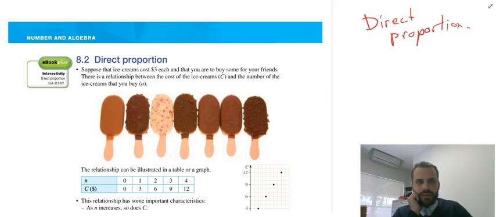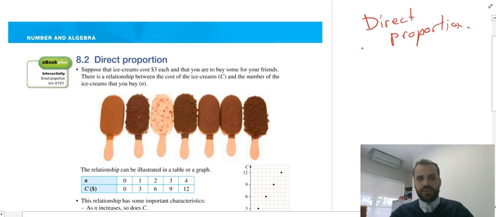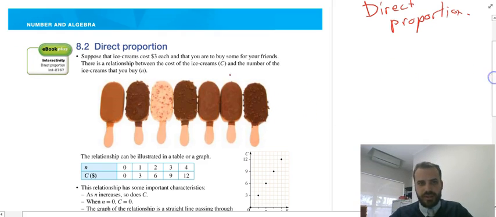Okay, so this video is about direct proportion. Now, what's direct proportion? It's probably best to talk about a couple of examples. The example that your textbook uses is one about ice creams. The ice cream costs $3 each, and you're going to buy some. There's a relationship between the cost of the ice creams and the number of ice creams you buy.